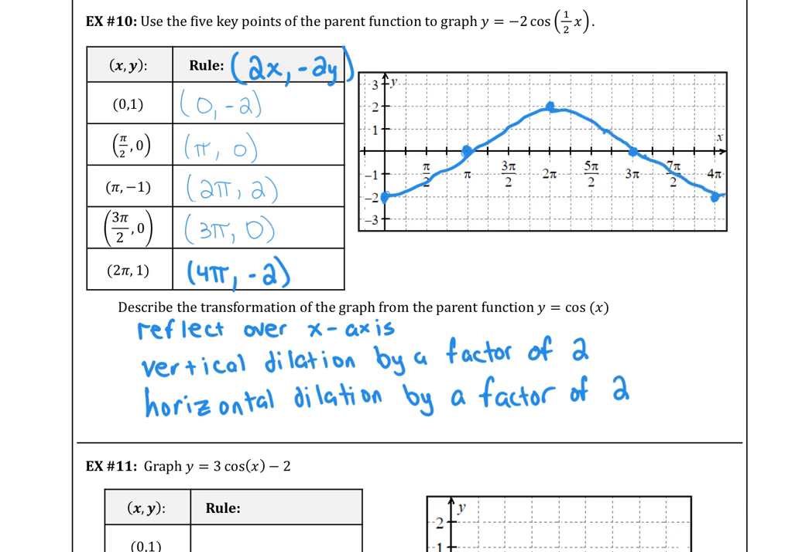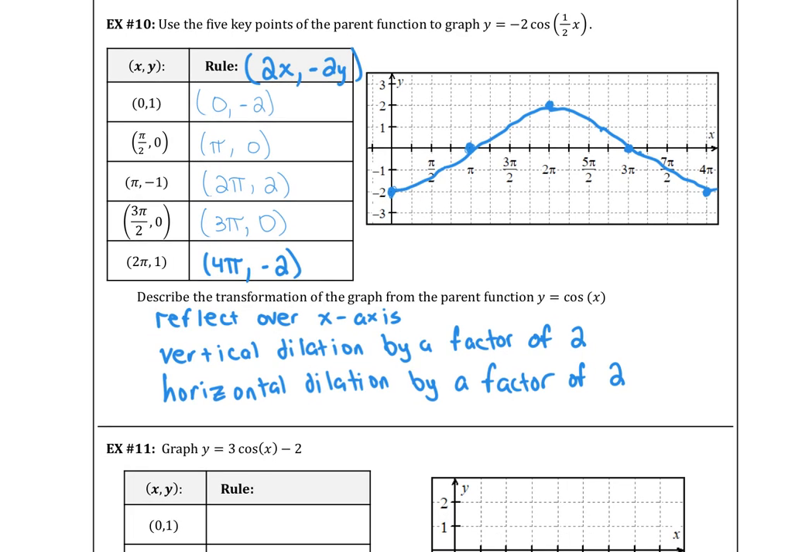Just like that. Okay, so again we reflected over the x-axis, so now instead of starting at 0, 1, we start at 0, negative 2, because we also have a vertical dilation by a factor of 2, and then the horizontal dilation by a factor of 2 there, and there's our points and there's our curve.